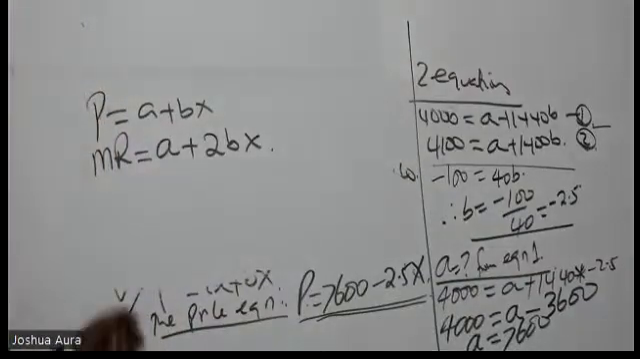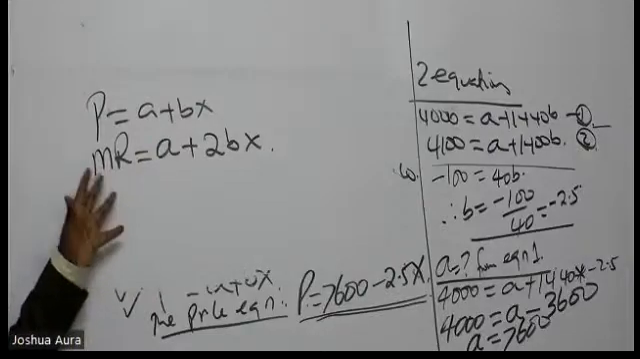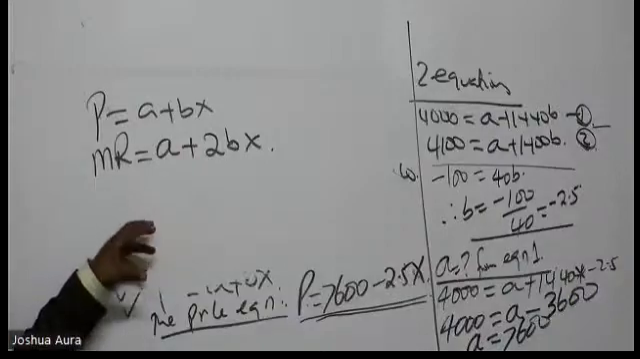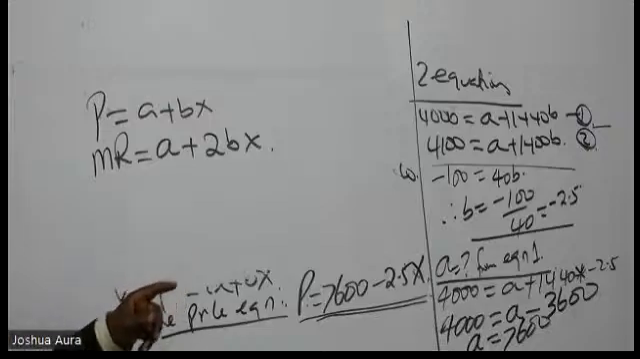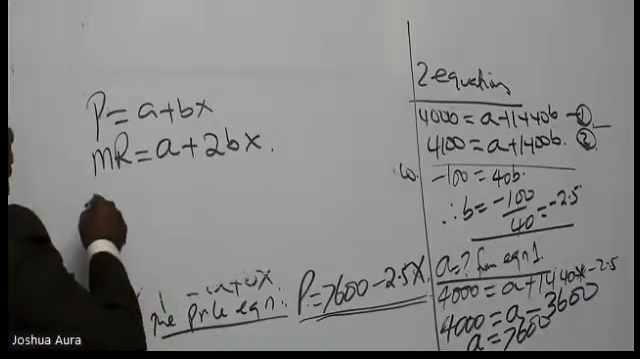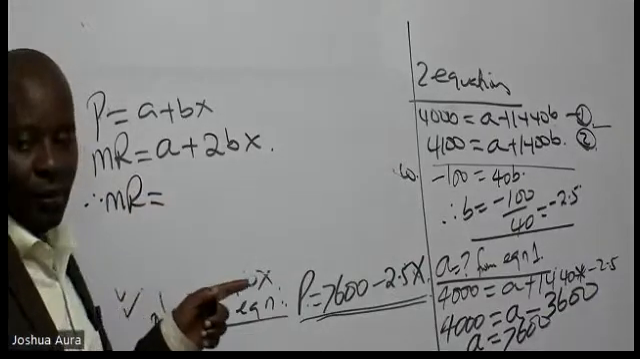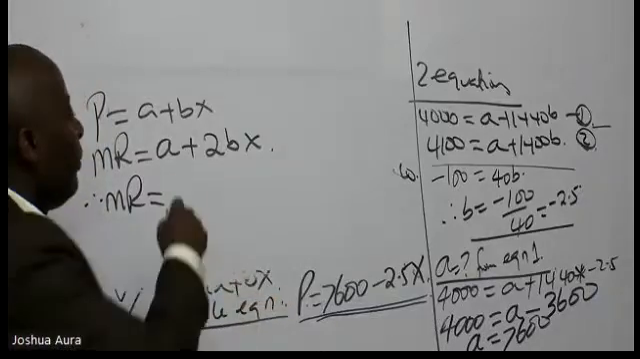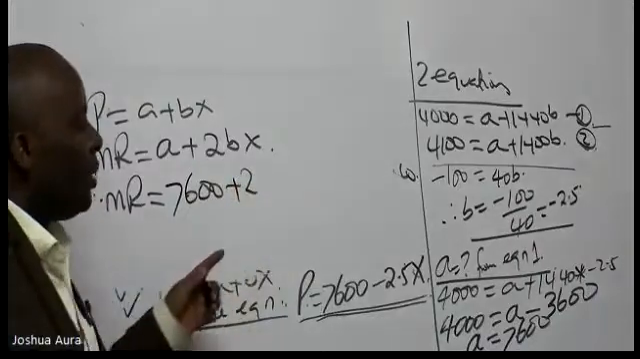In my class, I must have told you that if price is A plus BX, then always marginal revenue, you can take this shortcut where you say marginal revenue is A plus 2BX. Now listen, in this question, do we know what our A is? 7,600, isn't it? Plus 2, do we know the value of B?